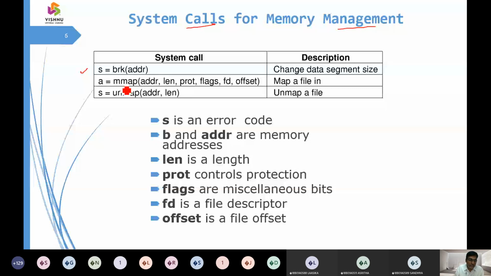Mapping, as I was just telling, we are going to have a page map table, PMT. It maps the physical addresses with the virtual addresses. For that we call it mmap. And once you are done and no longer need the addresses, we say unmap the content.